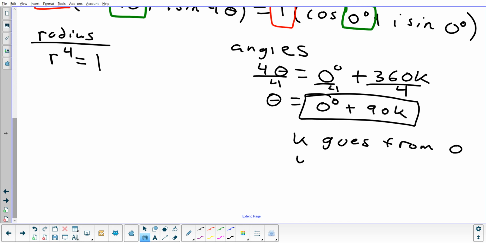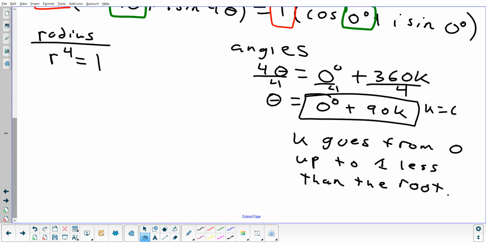So k goes from 0 up to 1 less than the root. We're doing a 4th root, so you're going to plug in 4 numbers for k to get the 4 different answers. The numbers you're going to plug in are 0, 1, 2, 3. That's how you get the 4 answers. So in this case, k equals 0, 1, 2, and 3.